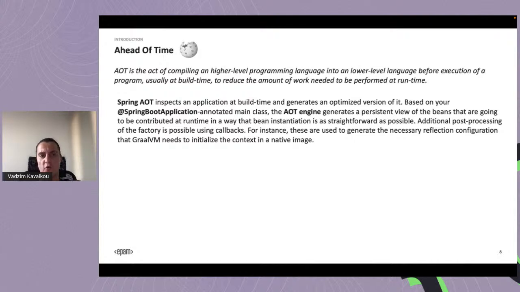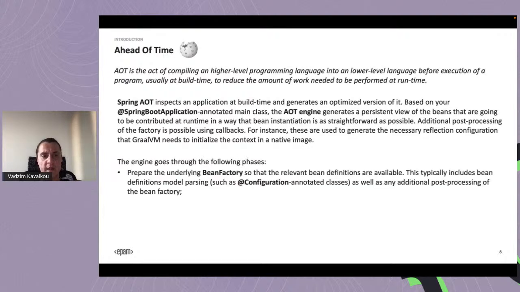Based on your Spring Boot application annotated main class, the AOT engine generates a persistent view of the beans that are going to be contributed at runtime, in a way that bean instantiation is as straightforward as possible. Additional post-processing of the factory is possible using callbacks. For instance, they are used to generate the necessary reflection configuration that GraalVM needs to initialize the context in a native image. The engine goes through the following phases.